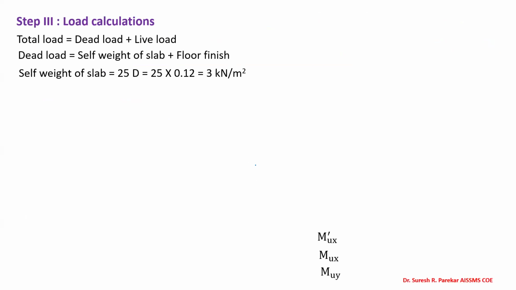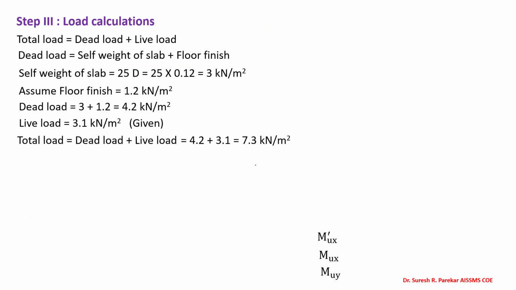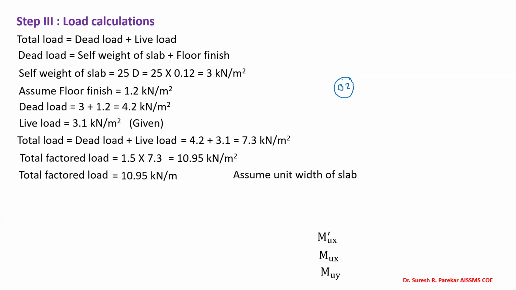Then we have load calculations. So same, I will not just repeat it. So we have these values, and then for final, that is 10.95. So already we have 5 marks. Then we are going to get 2 marks over here. So we have 7 marks over here. Then we have assume unit weight, then shear force and bending moments.